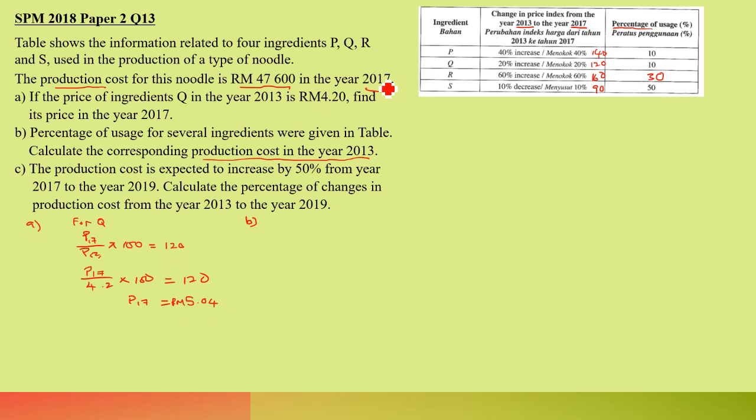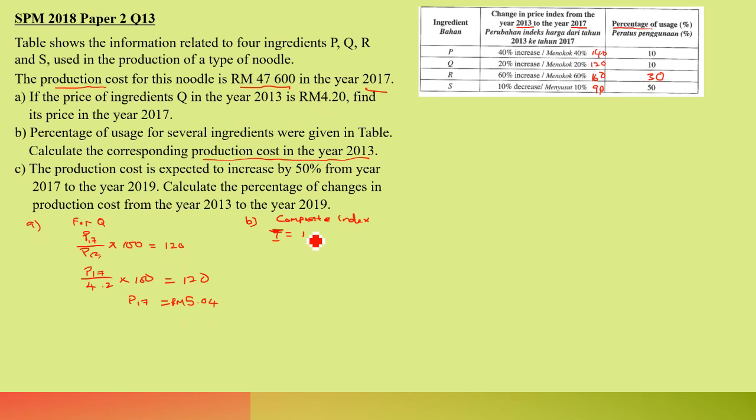But before we can find that, what you need to find is the composite index. So first of all, you need to find the composite index before you can find the production cost in 2013. So what is your composite index here? I is given as the summation. You just multiply. We know all the percentage here, all the index and all the weightage is given. Just multiply, divide by the total weightage.